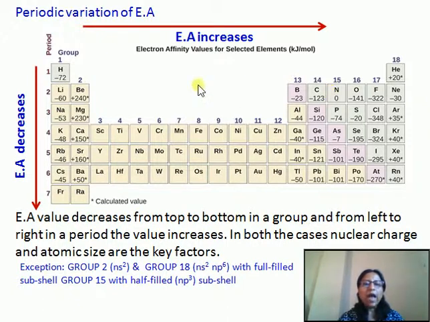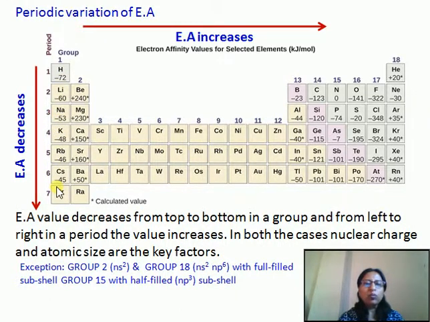So if the energy released is more and the system gets stabilization, we will have more electron affinity values. And in the case of going down from top to bottom in a group, the size increases as new shells are added. So although the nuclear charge is increasing, the effect of the increase in the number of shells is more prominent here, and the size will increase. As the size increases, obviously the electron affinity value will decrease, because the attraction force exerted by the nucleus will be less, and for that reason the energy released to put one electron in the outer shell will be less, and obviously the value of electron affinity will be less.